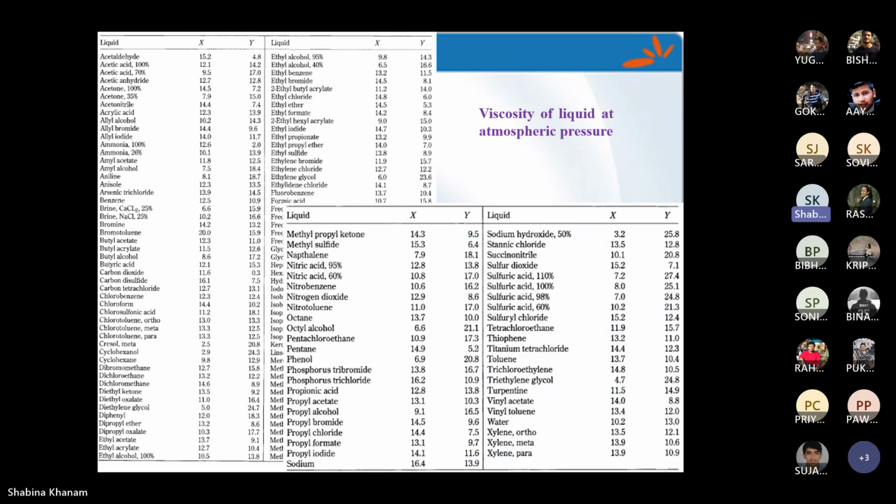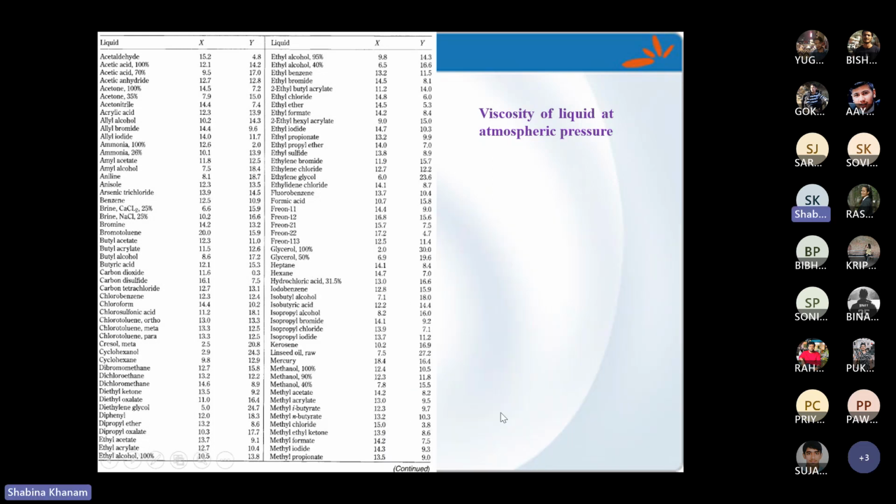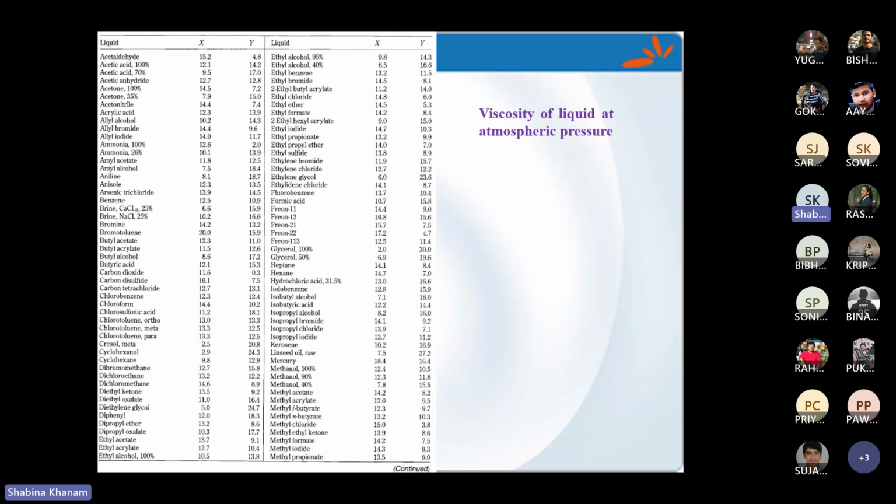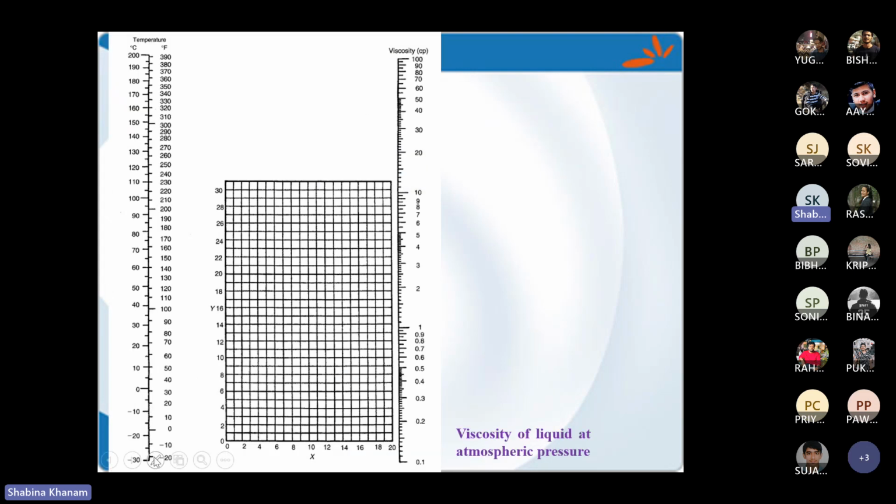And this table, if you see at the bottom, it is written continued. So this table continues here as well. In that way we can find out x and y. Now I will show you how to collect the value from this graph and from this table. If I consider hexane, for example, here I am having 14.7 and 7, x and y values. So go back to the graph.